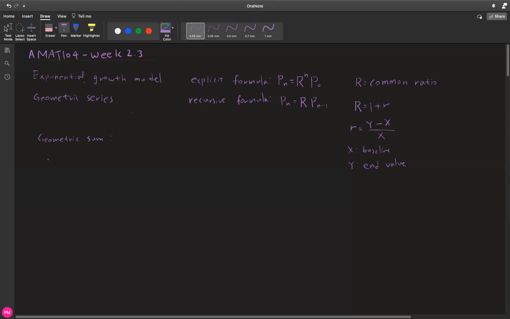So the sum is basically adding the initial population all the way up to some nth population, and that is simply found by r to the power of n minus 1, multiplied by p to the power of 0, over r minus 1. So let me quickly tighten it up.